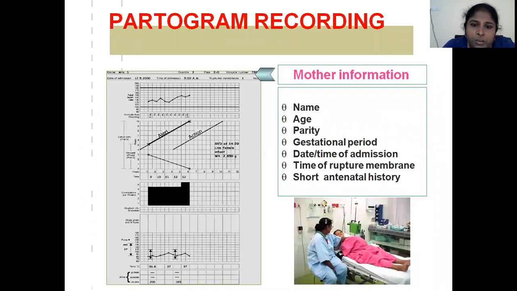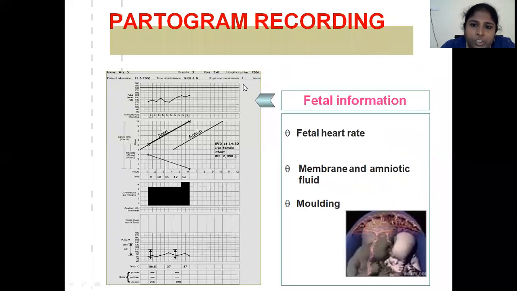Mother information, right here: the name, age, Mrs. name, gravida, para, hospital number, IP number, then the date of admission, time of admission, whether membranes are ruptured or not, and at what time, then a short antenatal history. If she has GDM or something like that, you have to mention it. Then fetal heart rate, membranes, amniotic fluid.